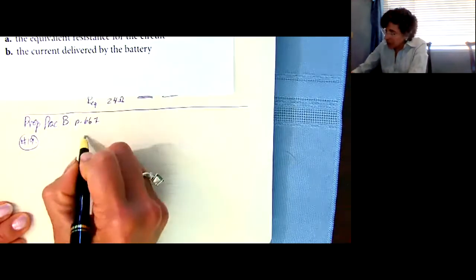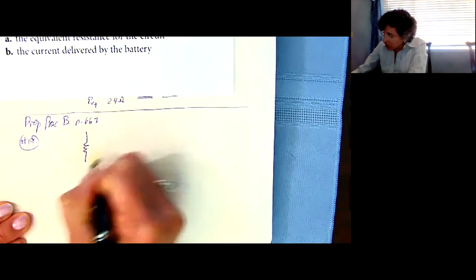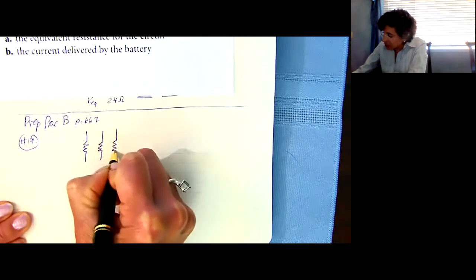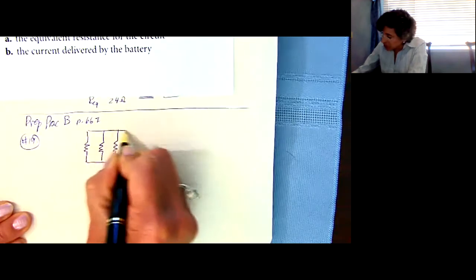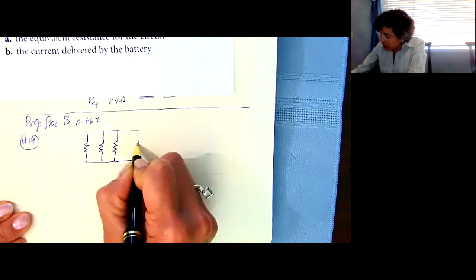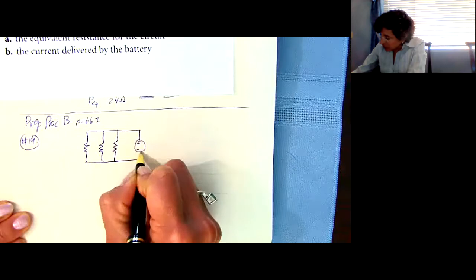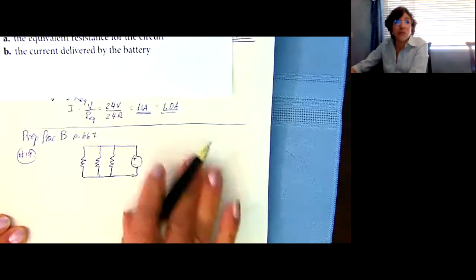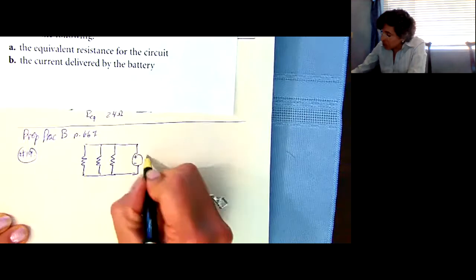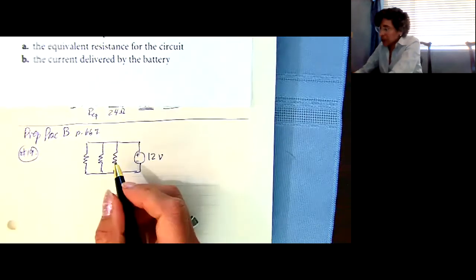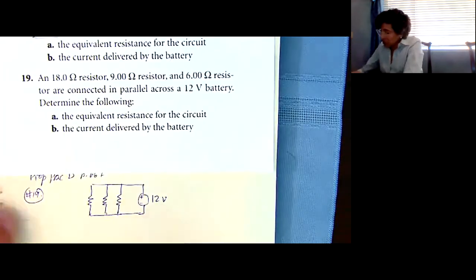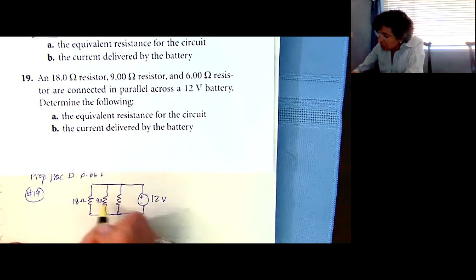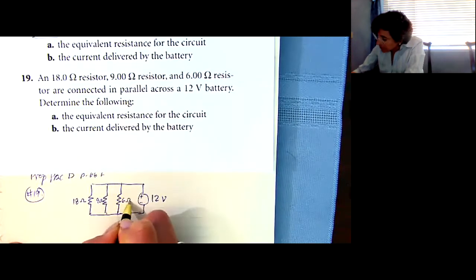Again, I'm going to draw my resistors in parallel. They're kind of these angled things. All right, so there's my 3 resistors, and they're all connected in parallel to a power supply or a battery, which is, what does it say here? 12 volts. I have 12 volts here. And I have 18 ohms, so this one's going to be 18 ohms, this one's 9 ohms, and this one is 6 ohms.